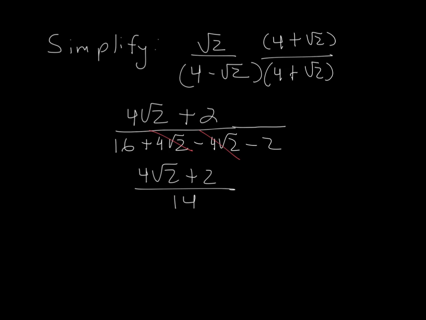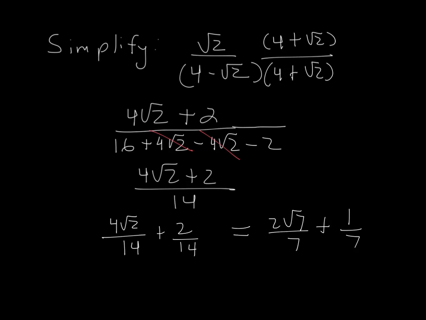Okay. So it's going to be 4 root 2 over 14 plus 2 over 14, which equals 2 root 7 over 7 plus 1 over 7. Now that's just me reducing the fractions, right? If I divide each of those by 2, I get 2/7. And if I divide each of those by 2, I get 1/7. That's good enough.